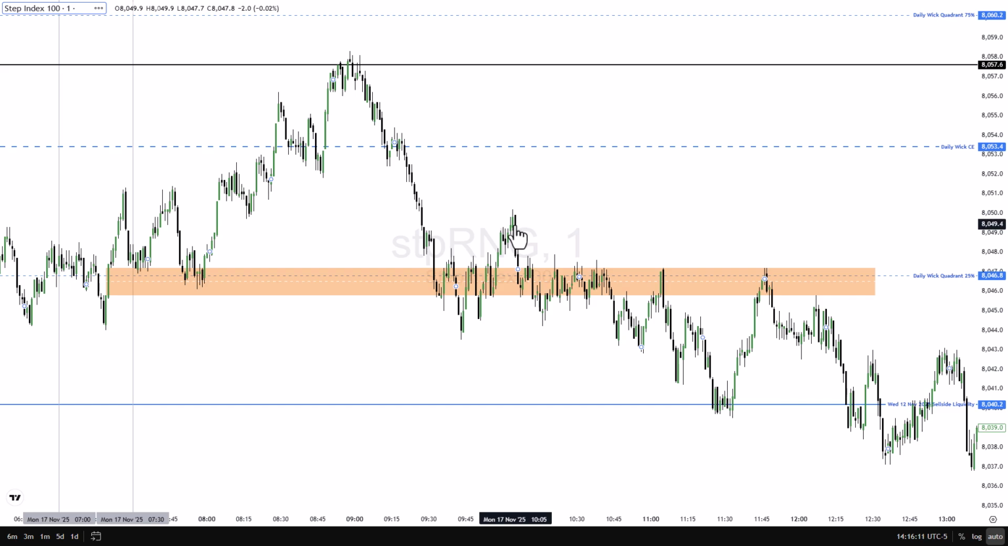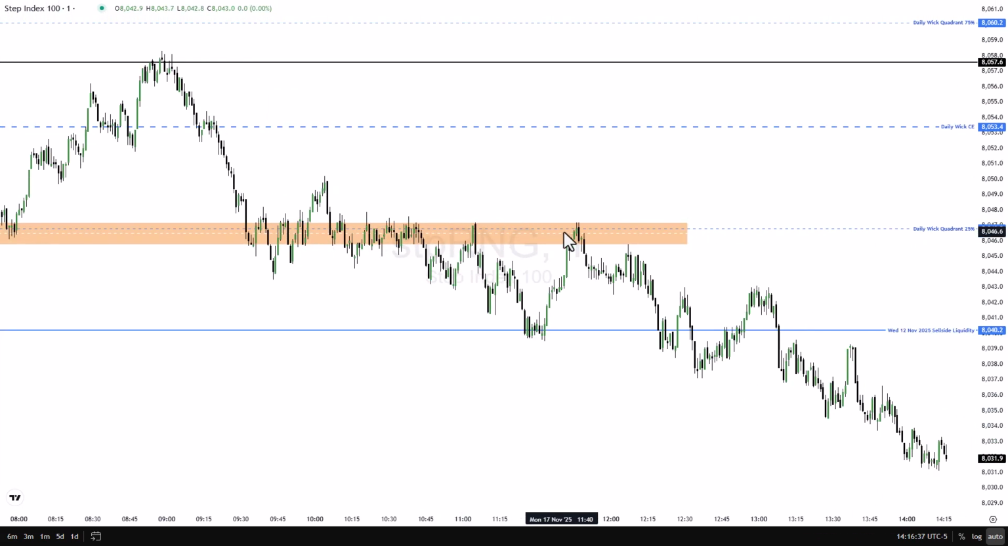We don't trade the news, guys. Step Index has no news, but we utilize this time. The way that we utilize it in the real world markets. Support and resistance. This is the real world market. That's how support and resistance ideas are utilized in the ICT community. Okay, so I've entered a short based off the 25% daily wick quadrant level.